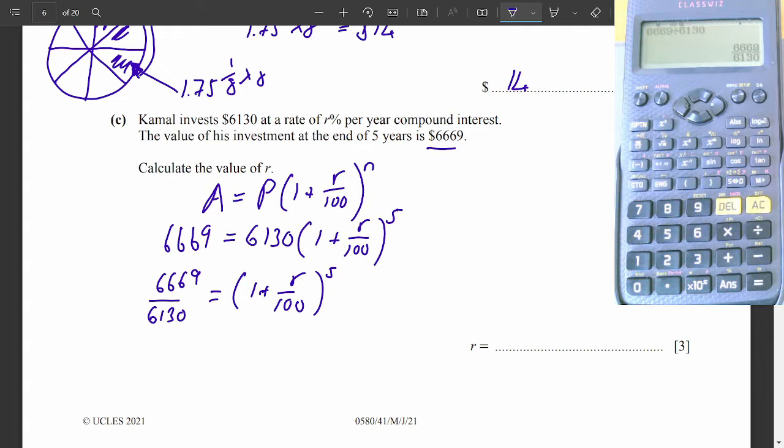Next step, get rid of that power 5, the index 5. So to do that, we need to do root 5. So we will do root 5 of all of this.